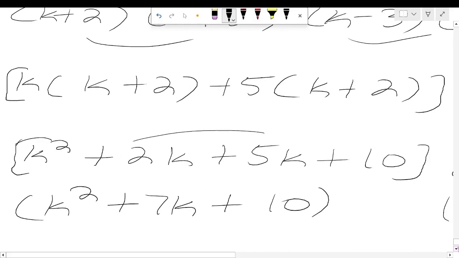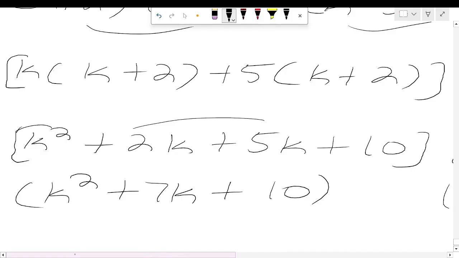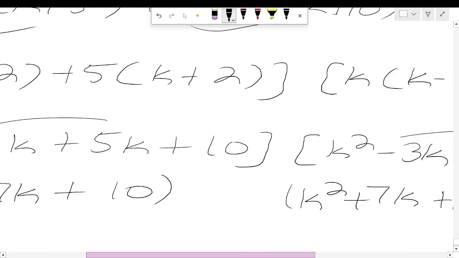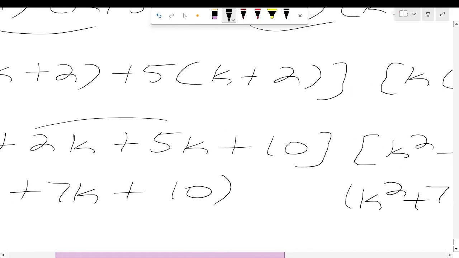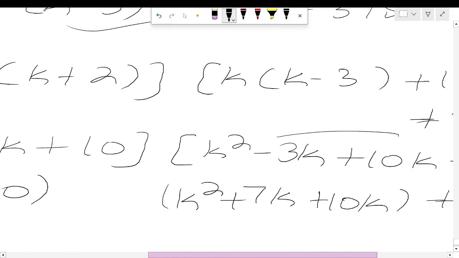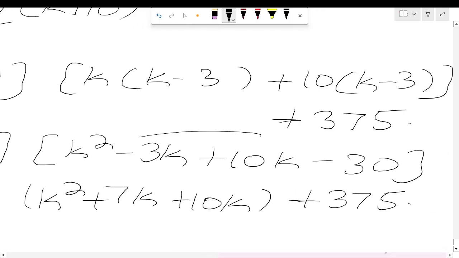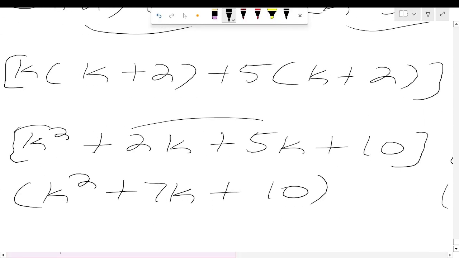Now we are going to solve these expressions, but here we have k square plus 7k plus 10, and here we have k square plus 7k plus 10. So what we will do, okay, I think I made a mistake here. This shouldn't be 10k because we already have 7k here. So yep, I made a mistake. This will be 30, and it will be negative 30. So look, now I have k square plus 7k here and k square plus 7k.